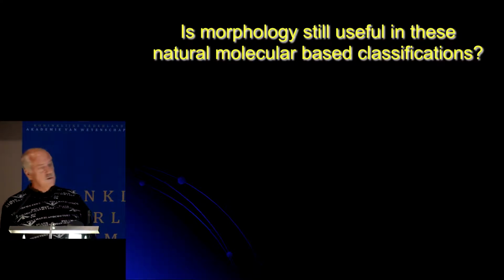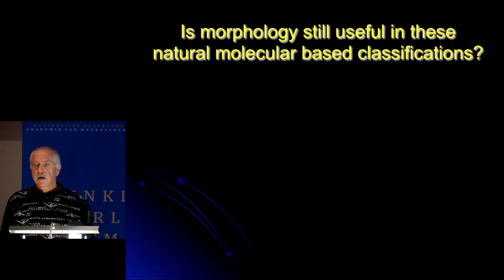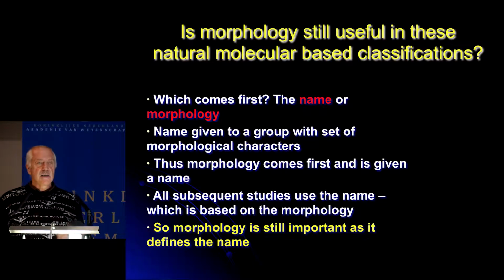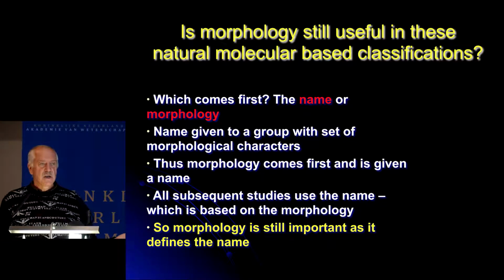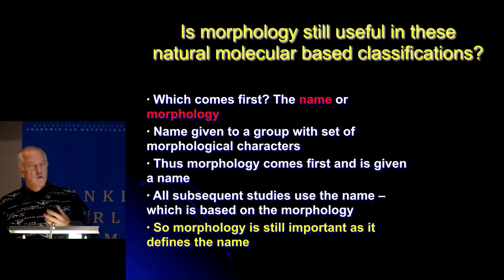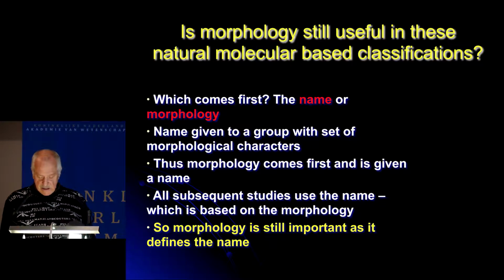So let's move on to the answer. Is morphology still useful in our classifications? Is it still useful? So the first thing is the name is useful. The name and the morphology are linked. You cannot separate them. So for instance, if you say Aspergillus, everybody knows what we're looking at. Or if you have a plate of Aspergillus and you look at it, you already know it's Aspergillus. So the name and the morphology are linked together.